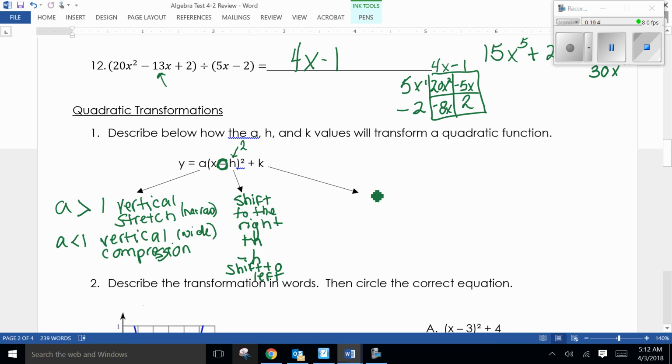And k, if k is positive, it's going to shift up. If k is negative, it's going to shift down. Of course, you can always graph them in your graphing calculators and see how they change.